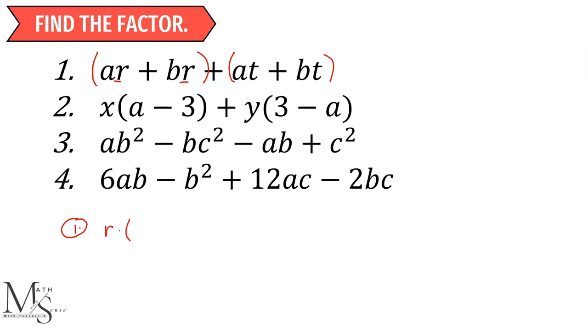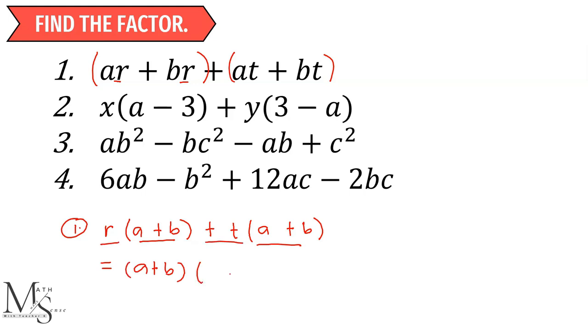So let's divide. AR divided by R is A. Copy the plus sign. BR divided by R is B. And then we have plus. For AT and BT, the GCF is T. And then AT divided by T is A. Plus BT divided by T is B. The common is A plus B. So that's our first factor, A plus B. And the other factor would be R plus T.